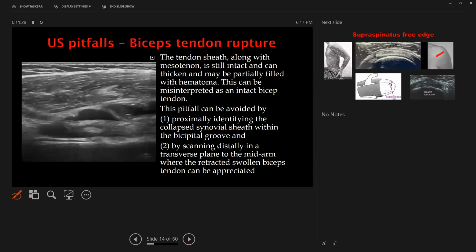Another important tip or pitfall in examining the long head of biceps tendon: sometimes we don't examine the long head of biceps all the way down to the pectoralis major attachment, which is more distal. That's exactly where, if the tendon was ruptured, the distal end of the retracted tendon would be lying. So it's always important to scan more distally, all the way to the pectoralis insertion, so that we don't miss the retracted tendon.